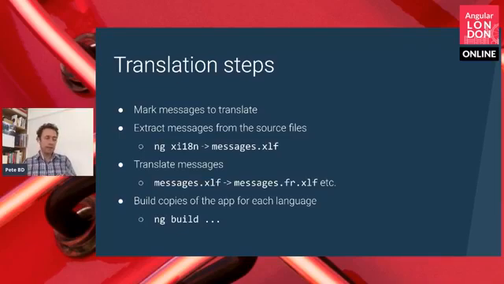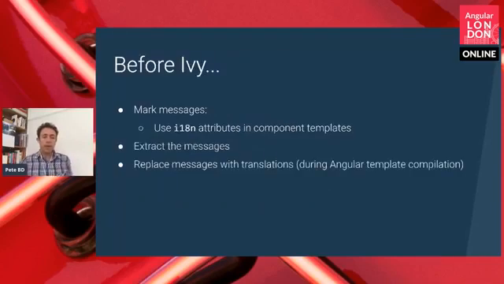So before we got to Ivy, the way that this worked was pretty much what I've just explained, but the most important feature is the message replacement. When you replace the original messages with translations, this actually happens during the compilation of the template. So when the Angular compiler is parsing and compiling the template, that is when it replaces the text with the translated text.